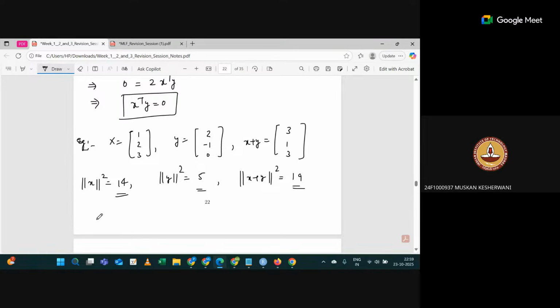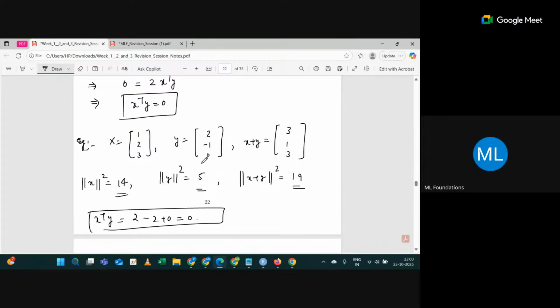Or else, what is x transpose y if you multiply it? 1 into 2 is 2, minus 2, plus 0, which is 0. So here x and y are orthogonal vectors. Okay, so you got the idea, right?